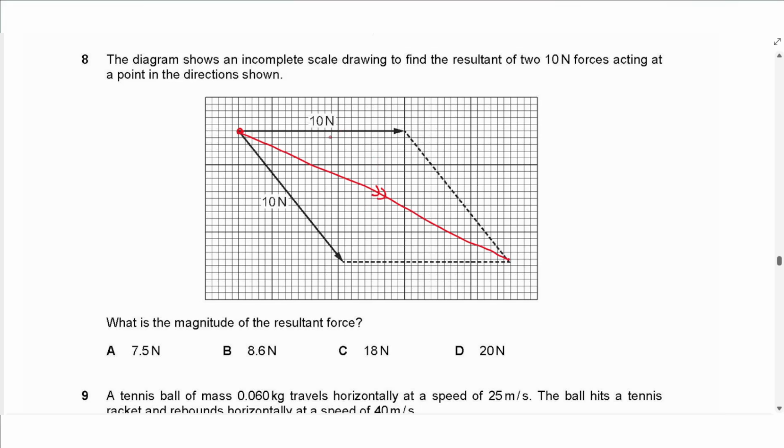It appears to be longer than 10 newtons, so anything less than 10 newtons is rejected. And it cannot be 20 newtons, because that would happen if the forces are parallel in the same direction. 10 and 10 would give us an addition of 20, so it is not 20, so the answer must be 18.